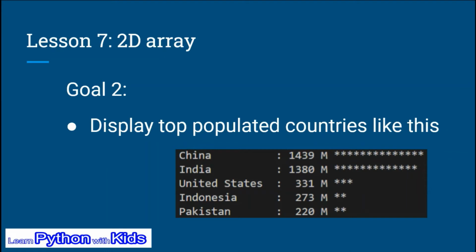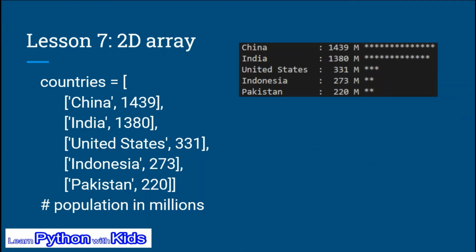Let's try our next example. We will display the top 5 most populated countries like this. All the data we need is the country names and the population numbers. The code should look like this.